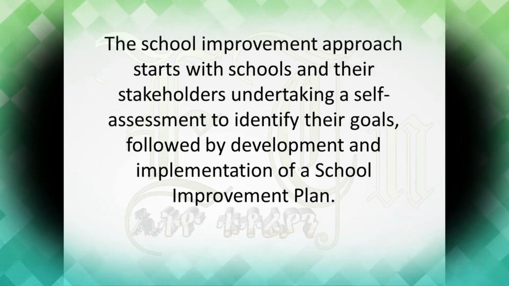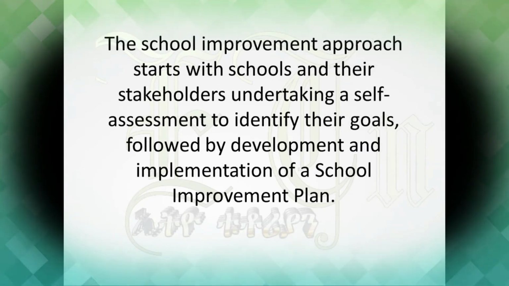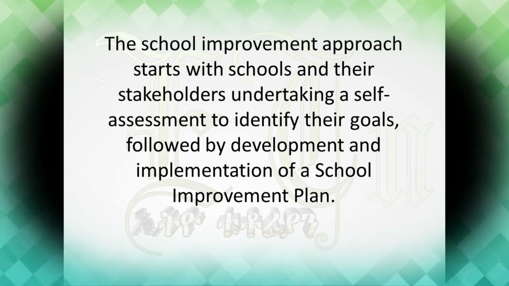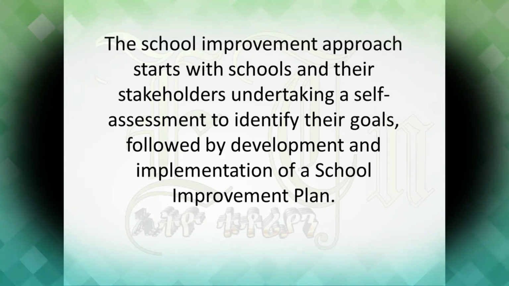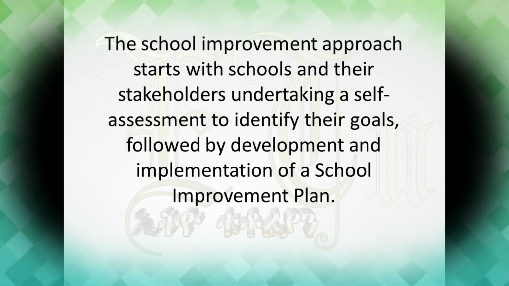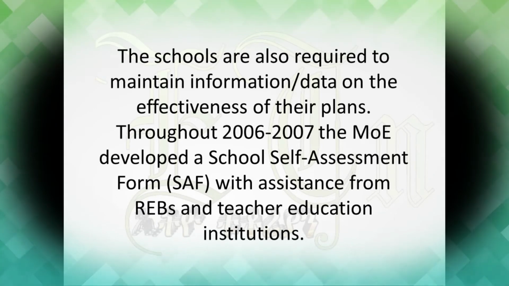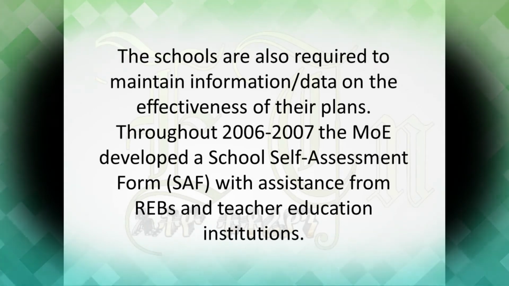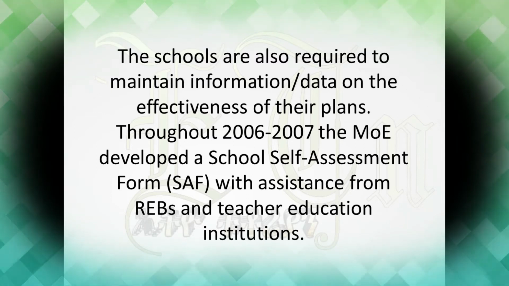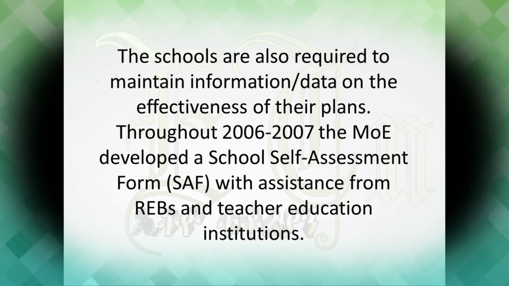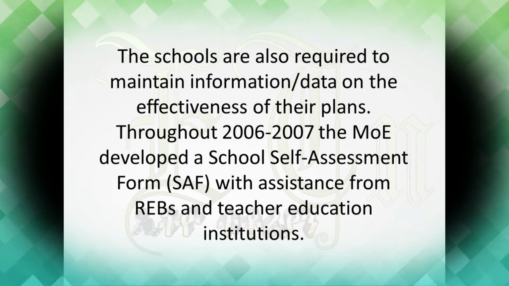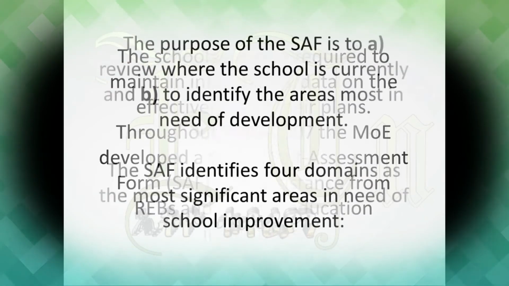The school improvement approach starts with schools and their stakeholders undertaking a self-assessment to identify their goals, followed by development and implementation of a school improvement plan. The schools are also required to maintain data on the effectiveness of their plans. Throughout 2006 to 2007, the MOE developed a school self-assessment form, SAF, with assistance from REBs and teacher education institutions.